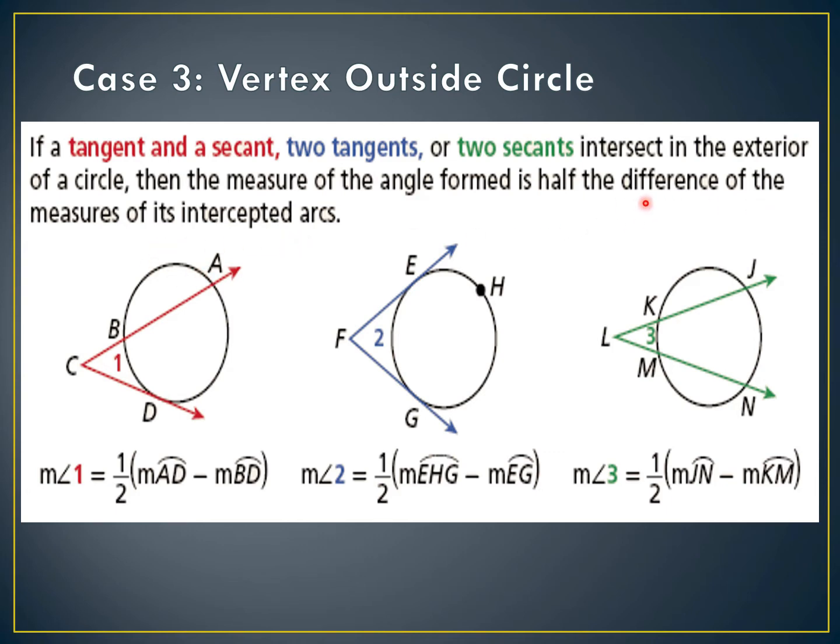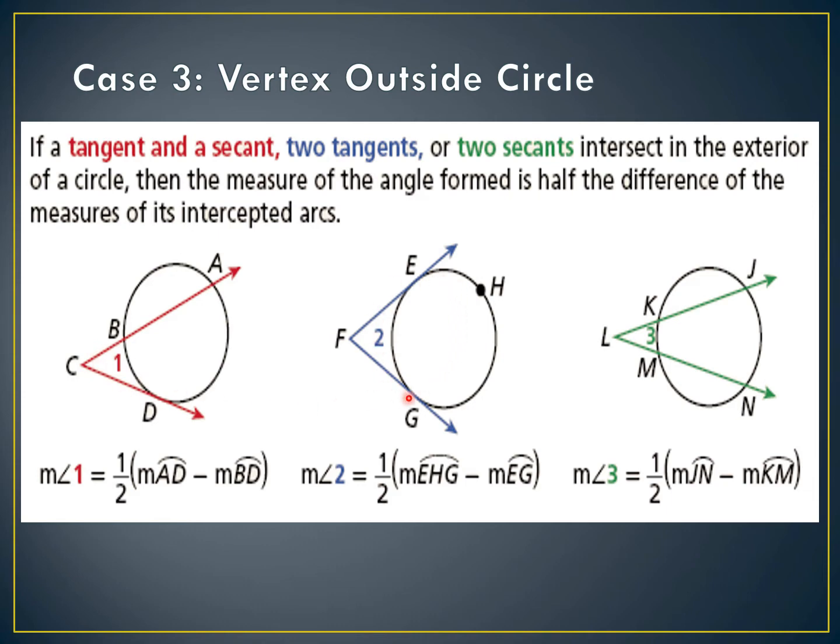Difference naman. So, magsusubtract naman tayo dahil nasa labas naman yung angle na na-form. So, isusubtract lang natin yung intercepted arc, yung arc na nasa loob pa rin ng angle. Yung bigger arc minus the smaller arc. So, ito yung arc AD minus arc BD and then divided by 2 para makuha yung measurement ng angle 1.